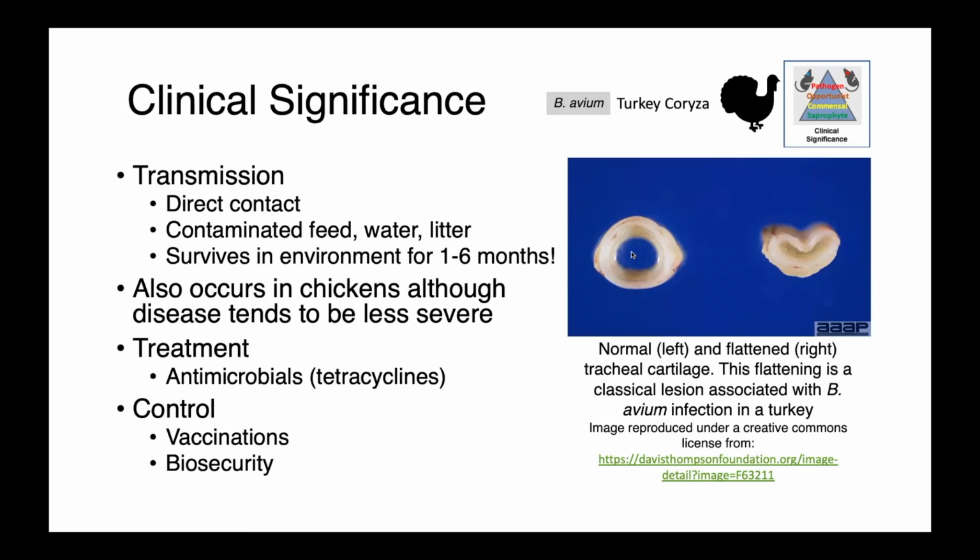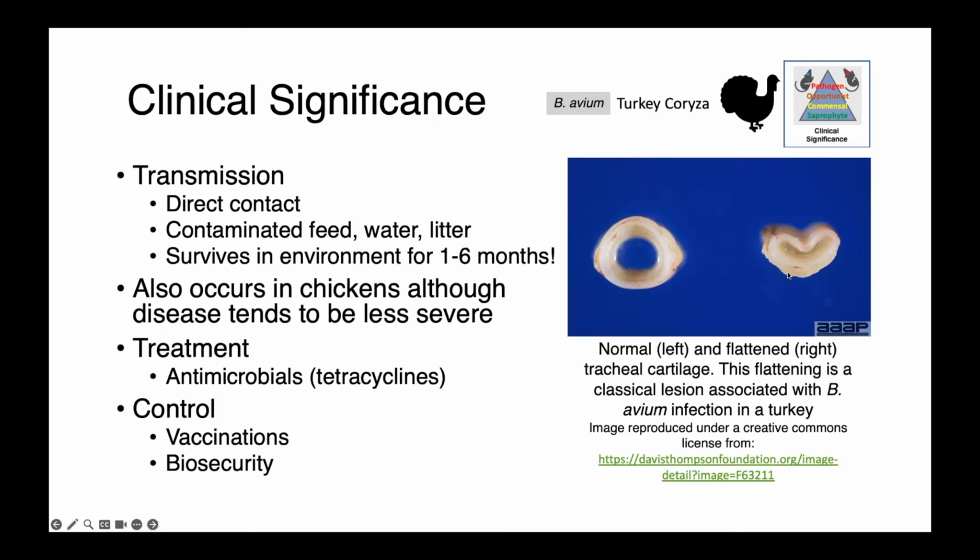These infections are treated with antimicrobials, generally speaking, the tetracyclines, and it's controlled with both vaccination and biosecurity. On the right, you can see one of the classical lesions associated with Bordetella avium infections in turkey, and that is flattening of the tracheal rings, the tracheal cartilage. So on the left, we have a normal trachea, and on the right, we have a flattened trachea. This is coming from an infected bird.